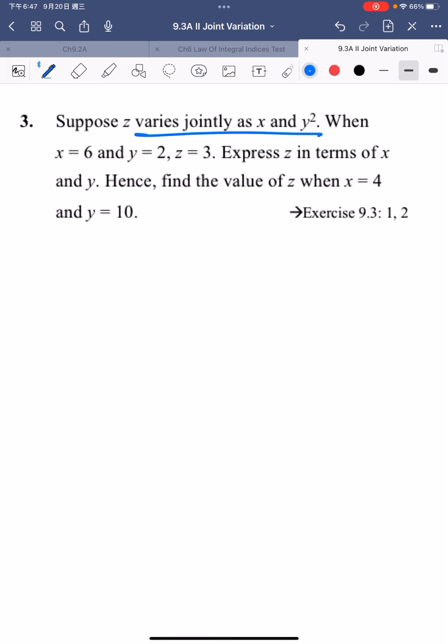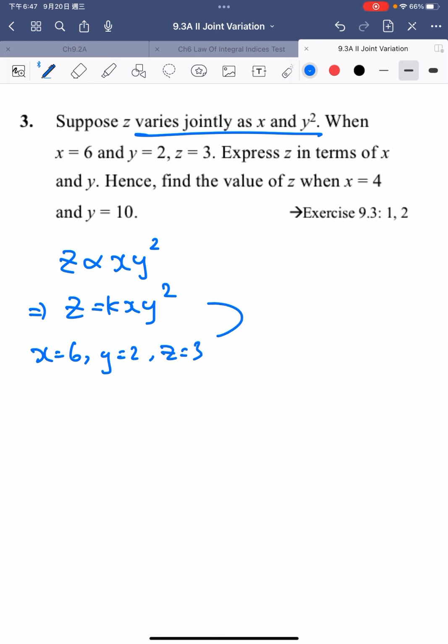Okay, so moving to question 3, we have that z varies jointly as x and y squared, which means that z is proportional to xy squared. Then we can change this proportional sign to be equal to k. Then we have z is equal to kxy squared. And the condition is x is equal to 6, y equal to 2, z equal to 3. So we substitute back in.